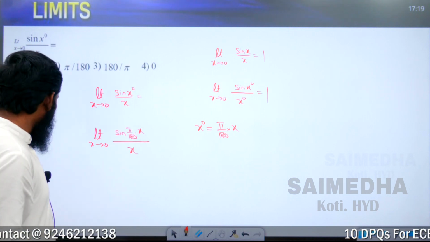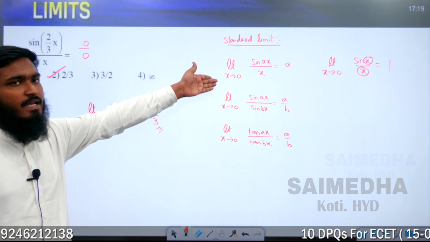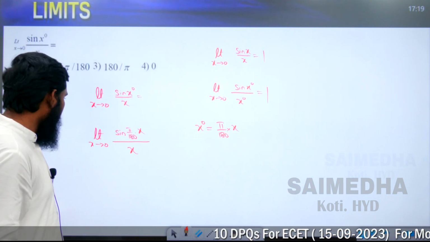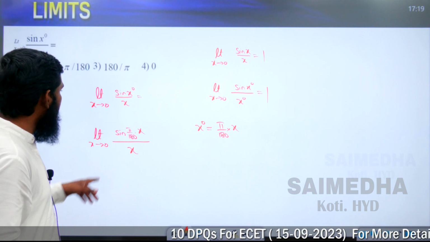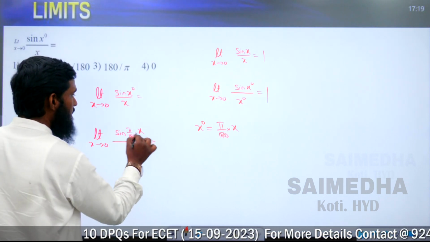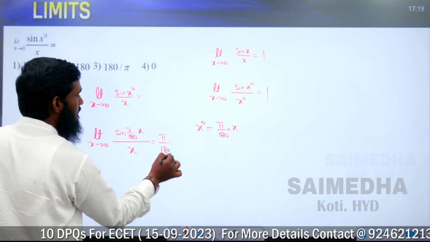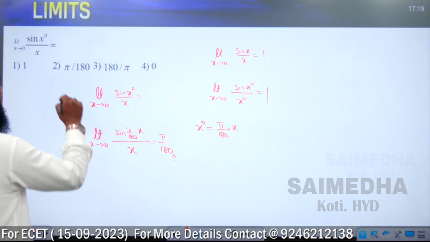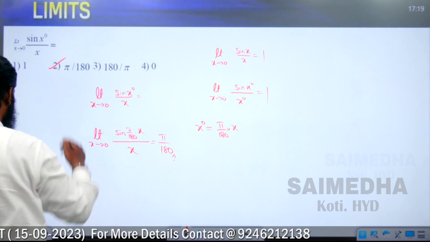Now it looks like the same formula: limit of sin ax by x is equal to a. Over here also, sin ax by x is equal to a. What is the value of a? A equals pi by 180. That's it. So which option will be correct now? Pi by 180 means the second option is correct.